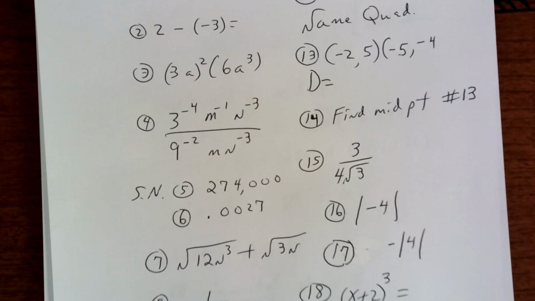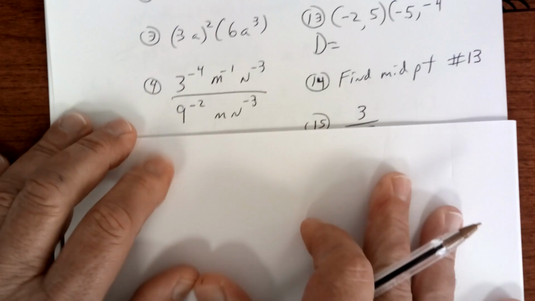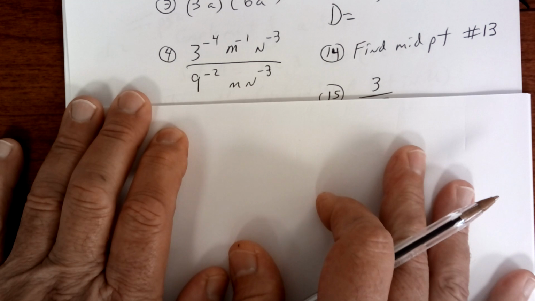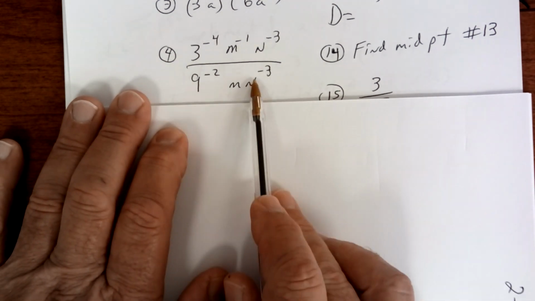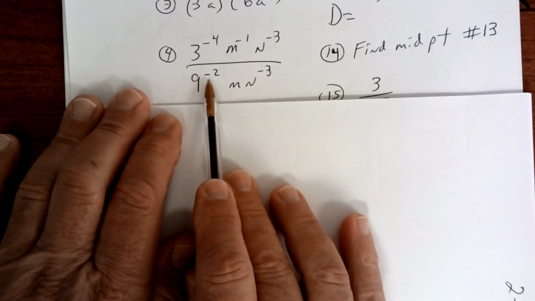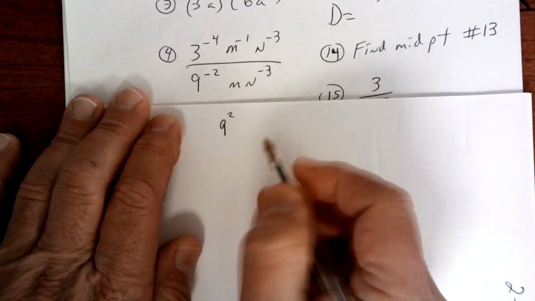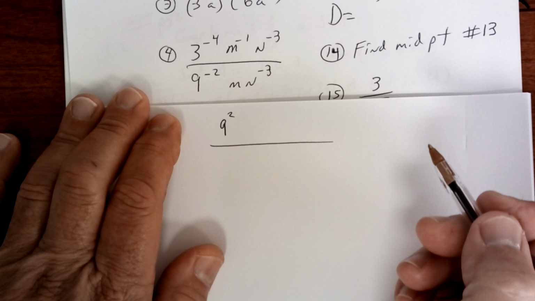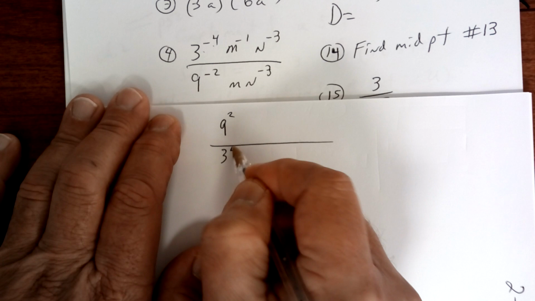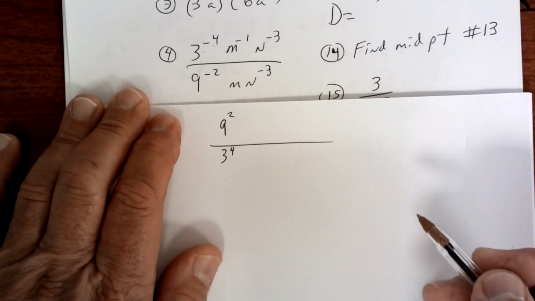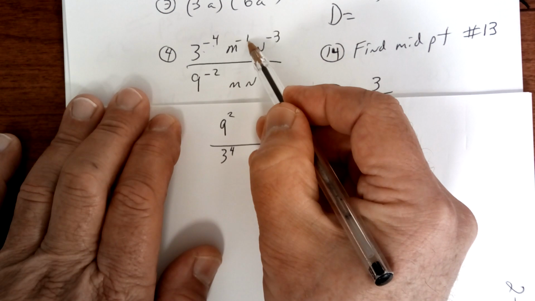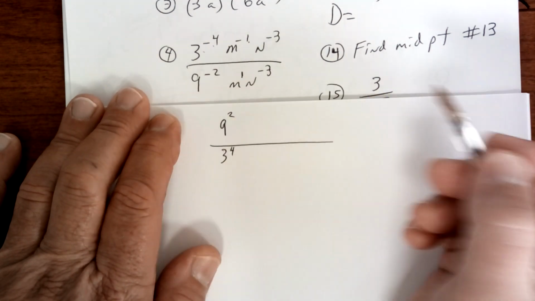This one right here, what I would do is first make everything positive. I don't like negatives. So in other words, this one's a negative, so I would move it up to the top. This one is a negative, so I would move it down to the bottom. This one's a negative, so I would move it down, but I already have one here. So when I move that one down, I get 2.